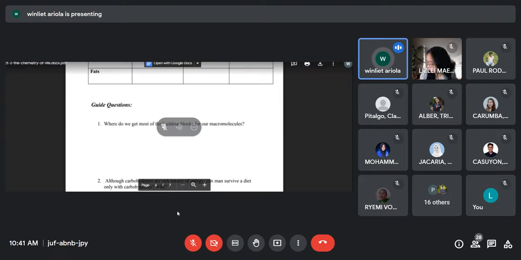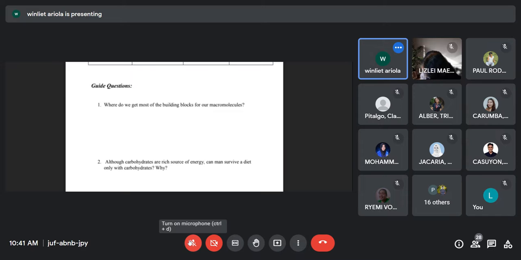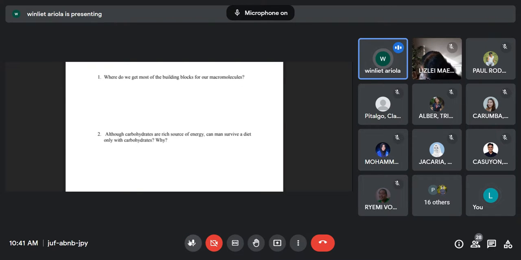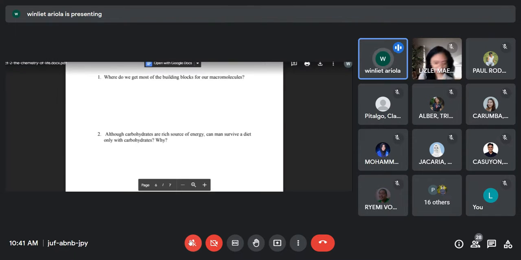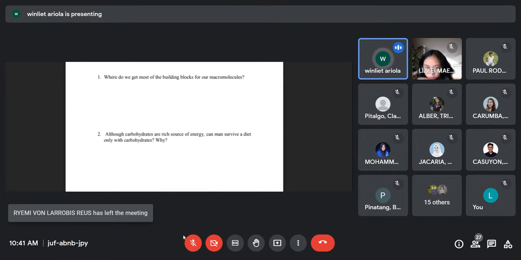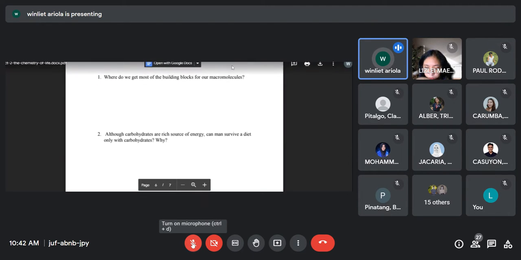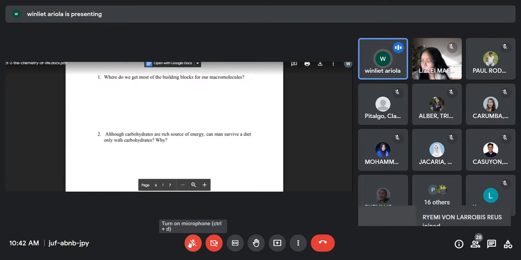Okay. So where do we get most of the building blocks of our macromolecules? Carbohydrates, ganun, no? Okay, so food. So although carbohydrates are a rich source of energy, can man survive on a diet of only carbohydrates? Yes, but only for a very short time. Hindi pang matagalan, no? So mabubuhay siya, hindi siya agad-agad na mamamatay kung puro carbs ang kakainin niya. But after lang how many months, magkakaroon na ng complications, no? And it might lead to death.